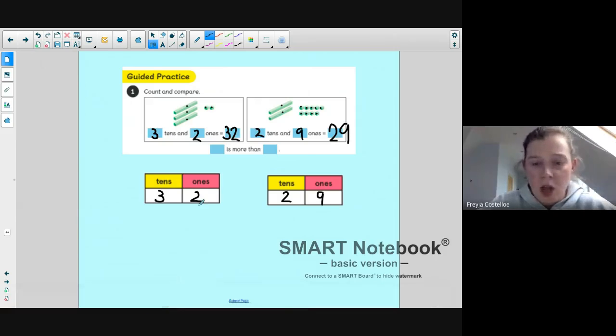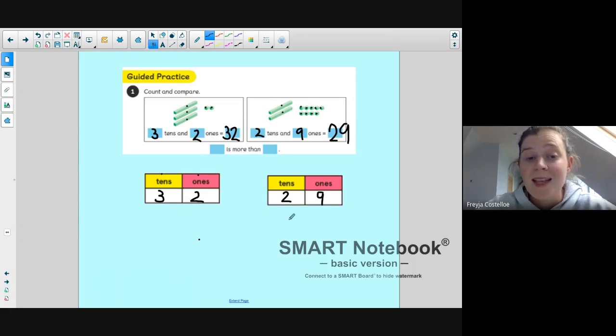Great job. So, which of these numbers is the greatest? Which is the largest number? Remember, when we are comparing numbers with 2 digits, that means we've got 2 numbers. We start with the tens. So how many 10s have we got in 32? We have got 3 10s. How many 10s have we got in 29? We've got 2 10s. So which of those numbers is going to be the greatest?